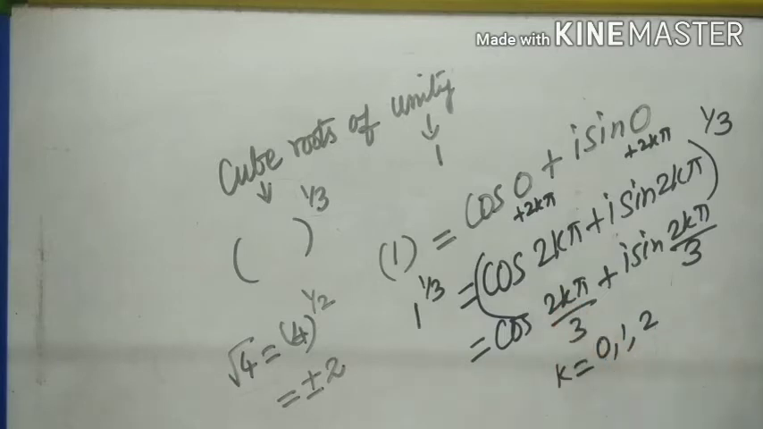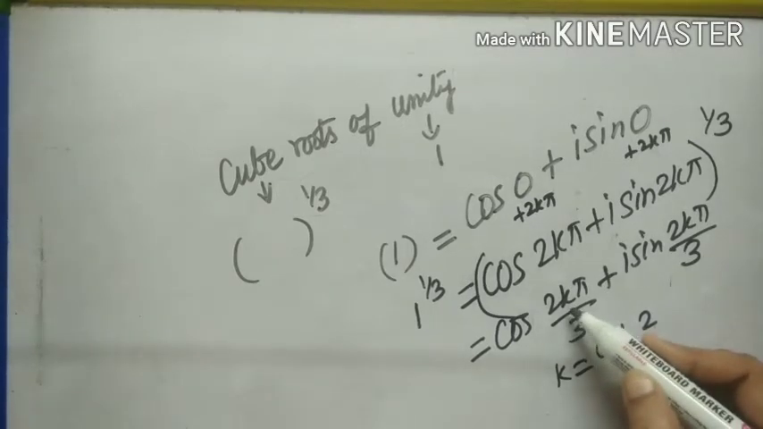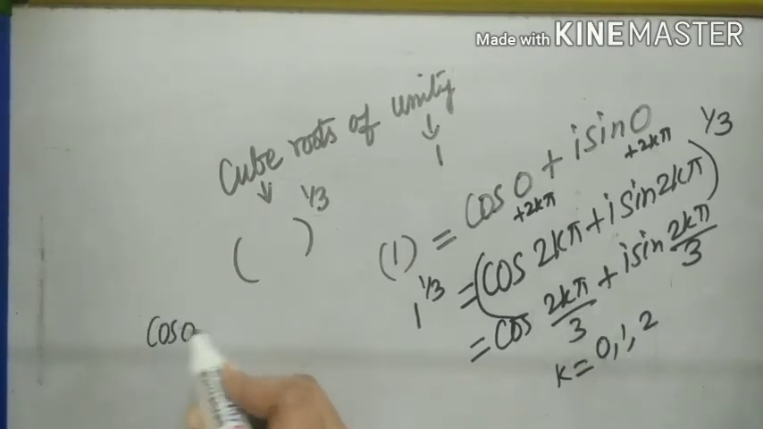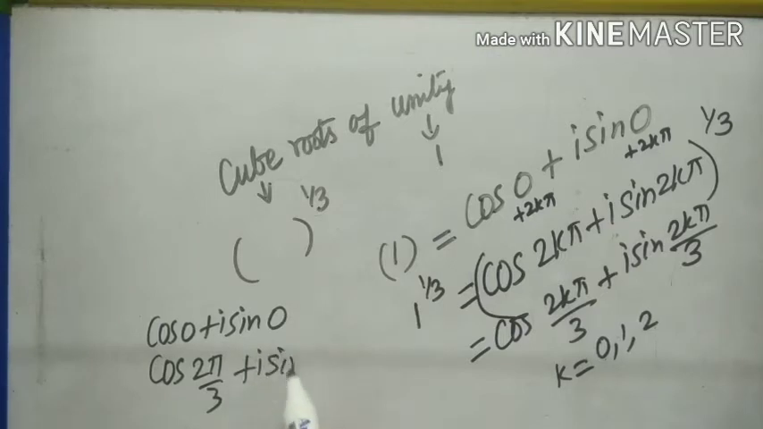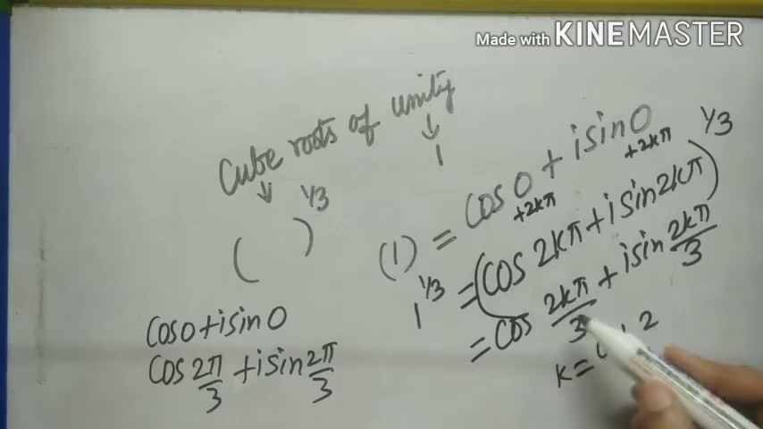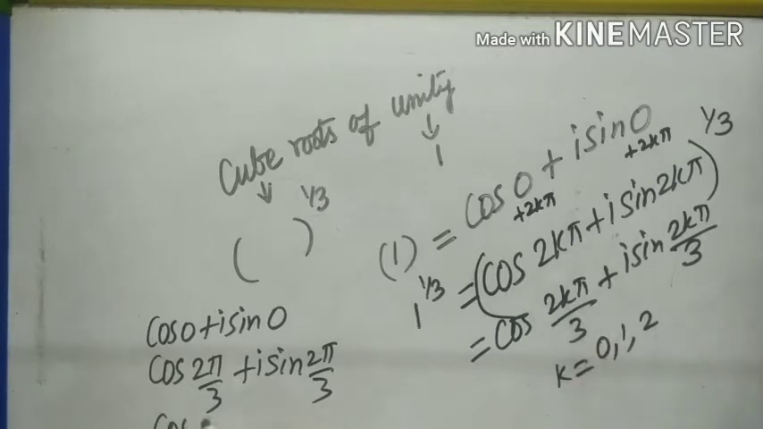Now put 0, it will be cos 0 plus i sin 0. When I put 0 for k, it will be cos 0 plus i sin 0. When I put 1, 2 into 1 into pi, 2 pi by 3. So I will get cos 2 pi by 3 plus i sin 2 pi by 3. When I put 2, 2 into 2 into pi. So it will be cos 4 pi by 3 plus i sin 4 pi by 3.